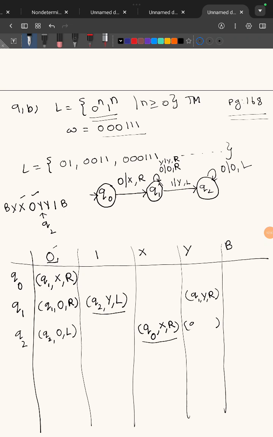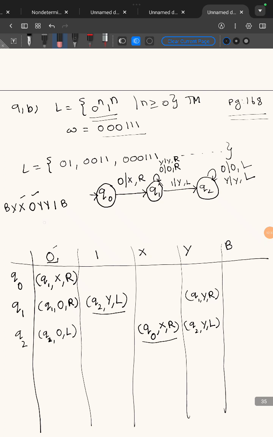So I will not do any changes to my Y. I will keep the Y as it is. I will keep on moving towards the left direction. So over here what I will write? Y will be Y only. I will keep on moving towards the left direction. Okay, so my Q2 will be coming over here. Okay, already we have written the rule. Q2 on reading 0, it will be 0 only. We will be moving towards the left direction.